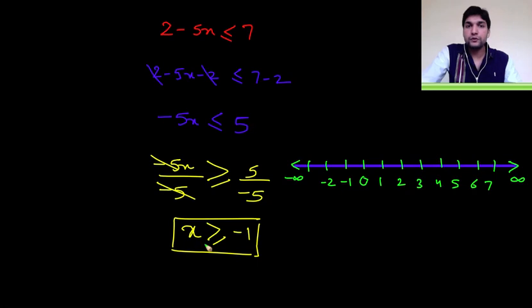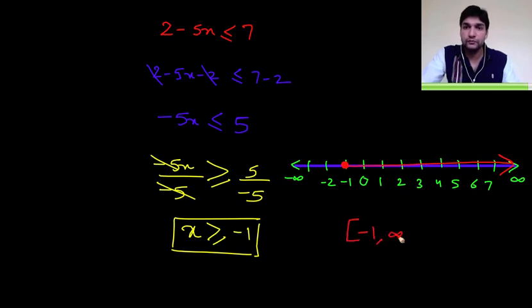And now our x can take values equal to -1 or greater than -1. That means we can start from here with a full circle because x can take the value of -1, and we'll keep moving all the way till we reach infinity because x can take all values greater than -1. So the domain of this expression to be true is when x takes values from -1, square bracket, till infinity.